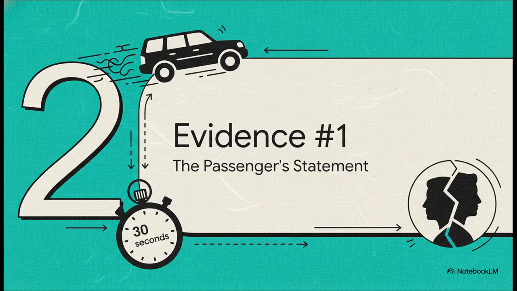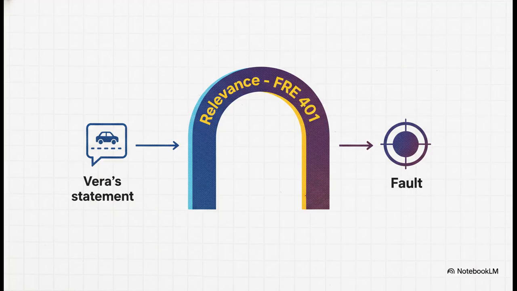This is the statement from Paul's passenger, Vera. Now, she was tragically killed in the crash, but just 30 seconds before impact, she told Paul she saw a black SUV weaving recklessly. Before we dive into the deep end with hearsay, we always have to start with that threshold question. Is it even relevant? Under FRE 401, evidence is relevant if it has any tendency to make a fact more or less probable. Here, a statement about reckless driving goes directly to the central issue of who's at fault. So, yeah, it's clearly relevant.